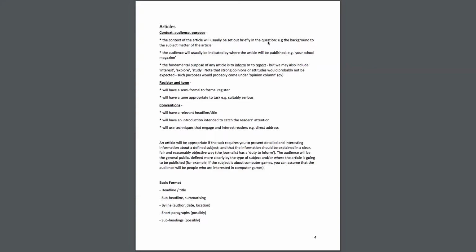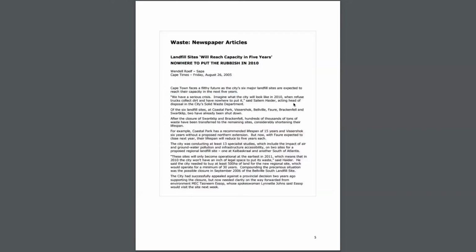Your article is going to be decided depending on your purpose, of course, and usually articles will be semi-formal. And it's important that you remember that the purpose of the article and the audience will be indicated always by your task. For example, your school magazine. So you have to write an article for a school magazine, depending, of course, on your task. And the purpose of this is always to inform or to report. You don't have to provide opinions in your article. The register, therefore, should be semi-formal towards formal, but always depending on your audience. And the tone, of course, should be suitably serious, also depending on your task.